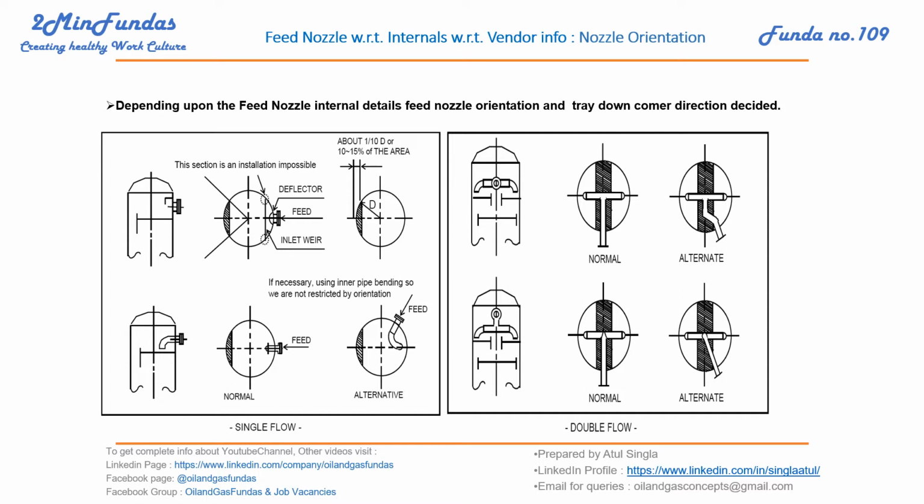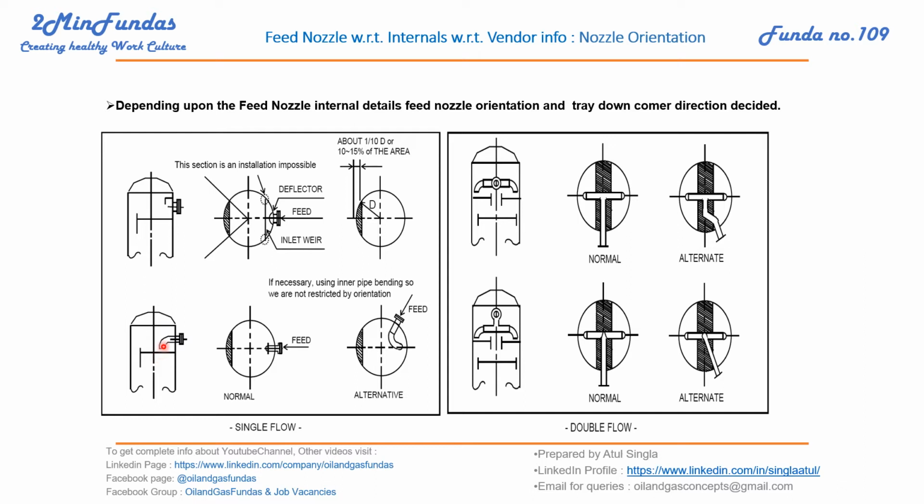Okay, we cannot say the tray orientation is frozen and based on that only we can orient the nozzle. Both activities go parallelly. Once the tray is frozen, then we can orient the nozzle. Once the nozzle is frozen with respect to the tray, then we cannot change the tray orientation.